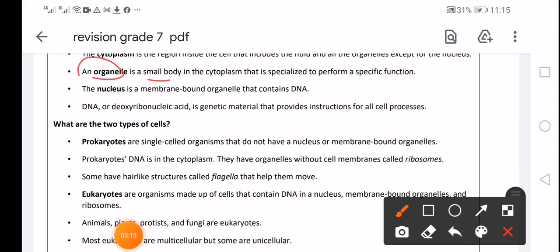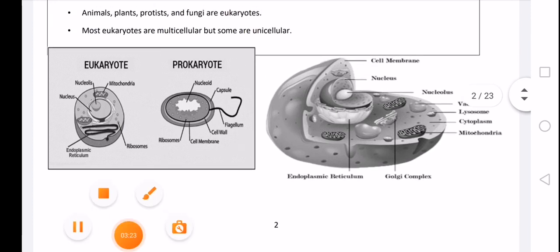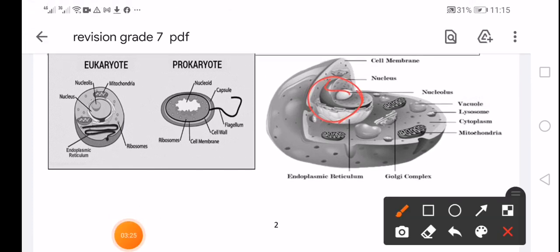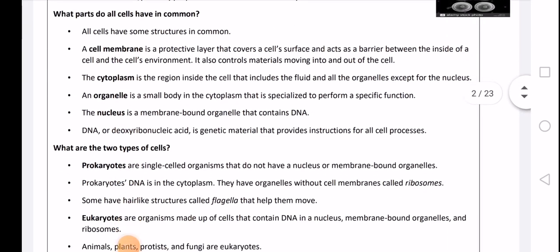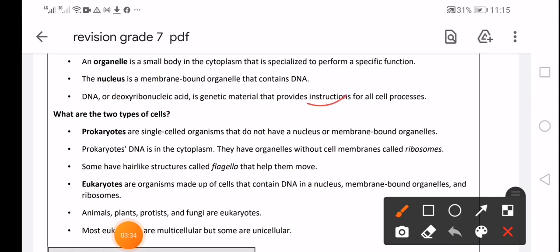An organelle is a small body in the cytoplasm that is specialized to perform a specific function. Nucleus is a membrane-bound organelle that contains DNA. This is a nucleus. Look, this is a nucleus that contains DNA. Inside the nucleus, there is DNA. And DNA is a genetic material that provides instructions for all cell processes.